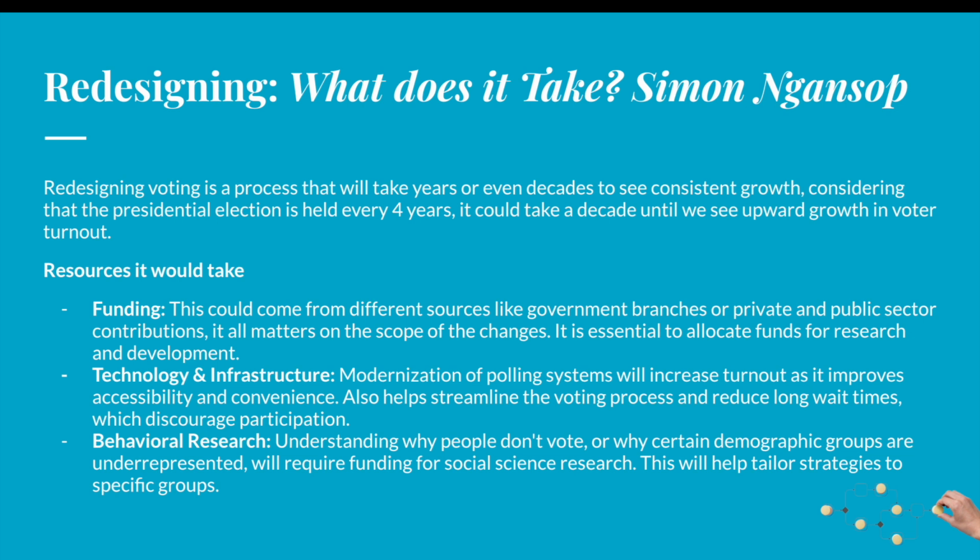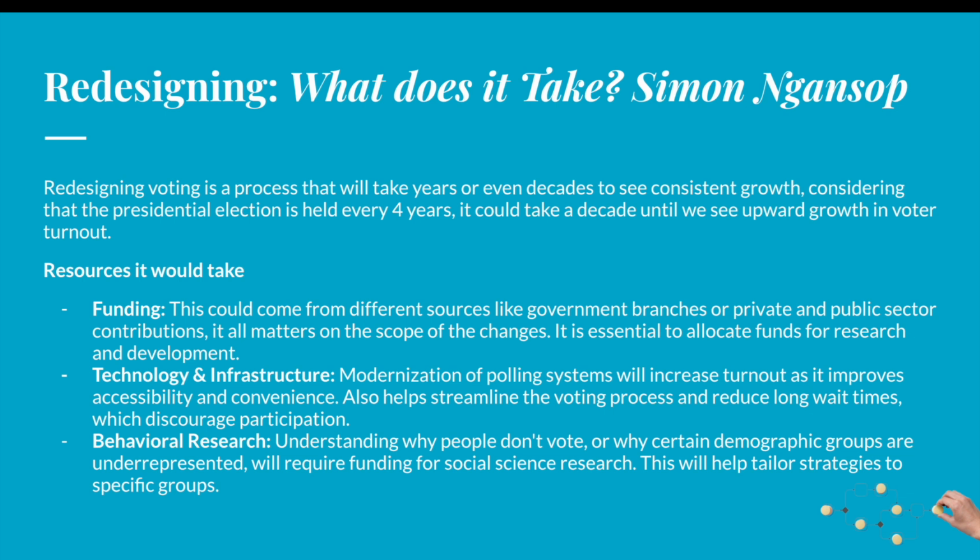Redesigning voting is a process that will take years or even decades to see consistent growth. Considering that the presidential election is held every 4 years, it could take a decade until we see an upward growth in voter turnout. Some resources that it would take to propel us toward that direction could be funding, which could come from different sources, like different branches of government, like the state, federal, and county level. It is essential to allocate funds for research and development.